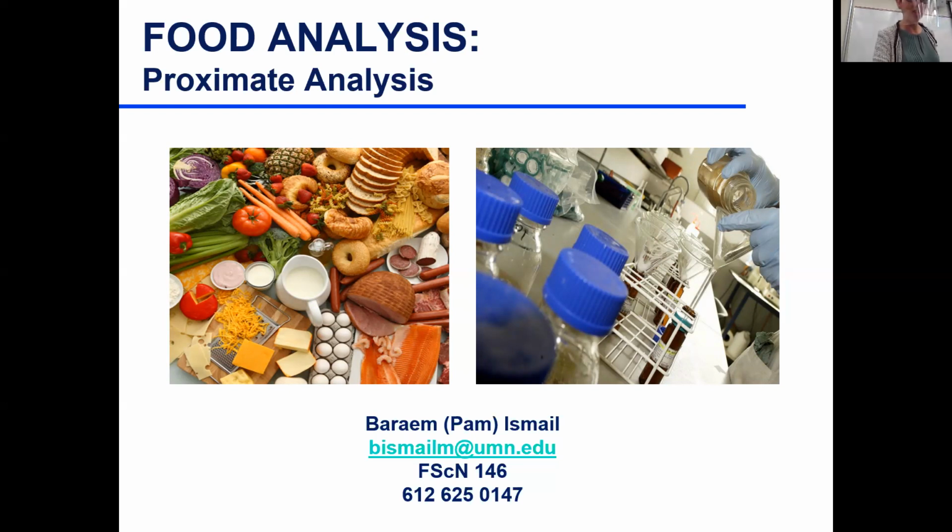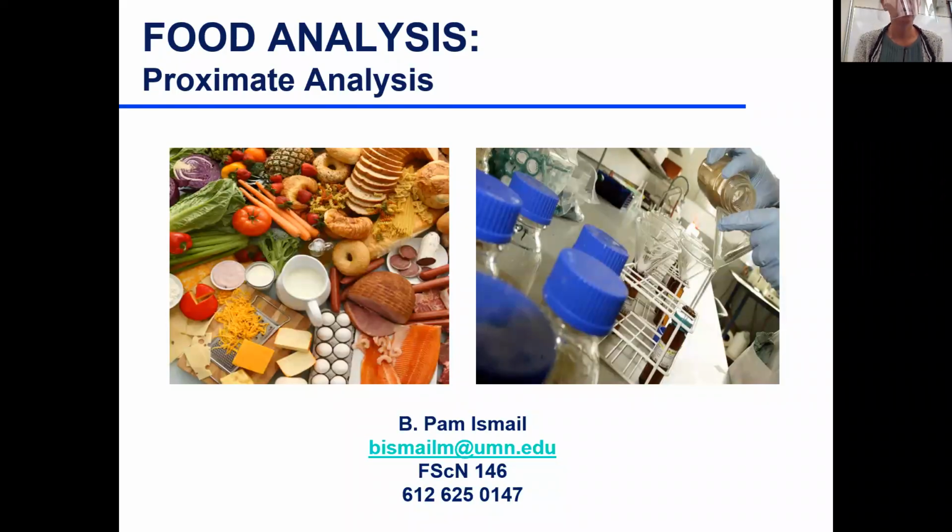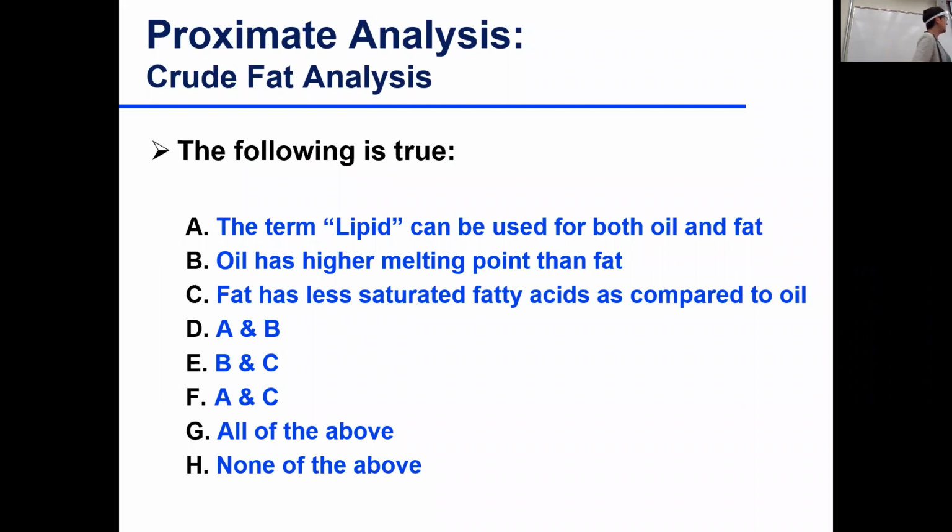All right. We're going to move on to fat analysis. Let's start with a couple of questions first. Which of the following is true? The term lipid can be used for both oil and fat. Oil has a higher melting point than fat. Fat has less saturated fatty acid as compared to oil.